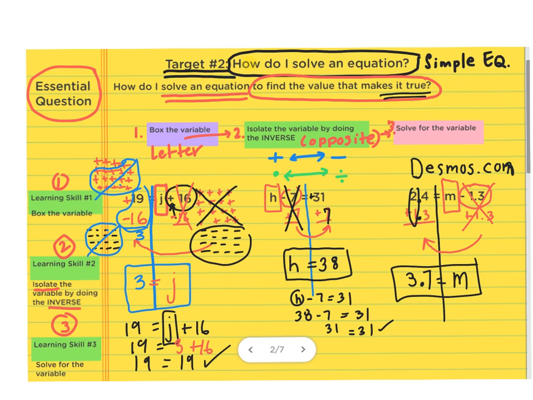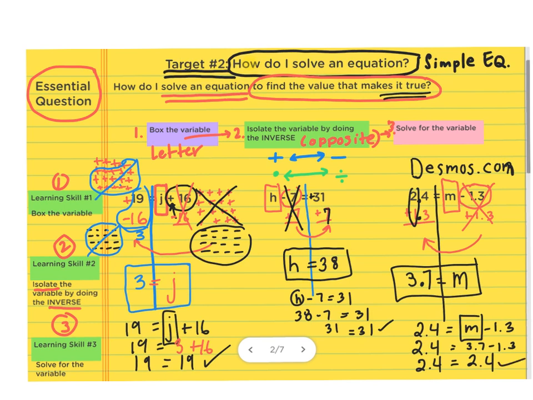Well, let's check it to make sure that they're balanced, that the value really does make it true. So our original equation was 2.4 equals m minus 1.3. So remember, we're going to have to put a number, a value, in for the variable. So I have 2.4 on this side, and on this side I have to test to make sure 3.7 minus 1.3 equals the same thing. So I'm going to put into my calculator 3.7 minus 1.3. And yes, it does equal 2.4. So this side equals 2.4, and this side equals 2.4. So I know for sure they are balanced.